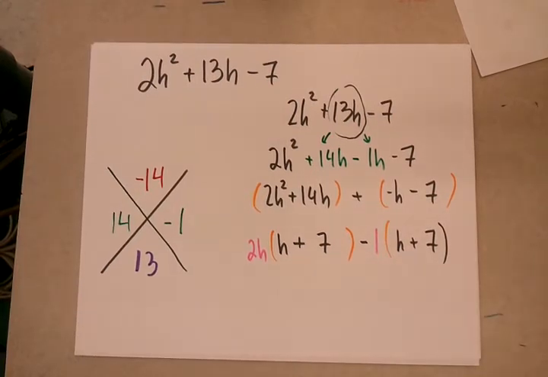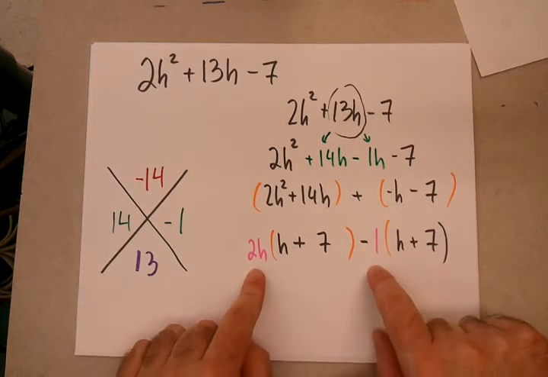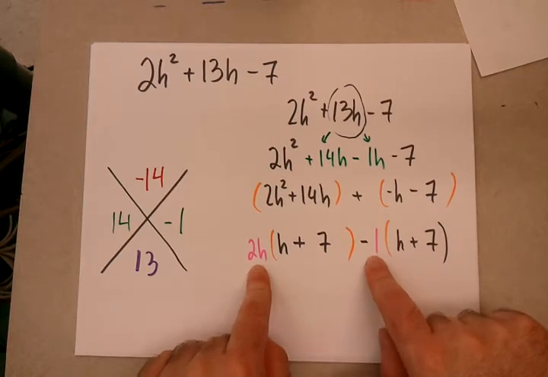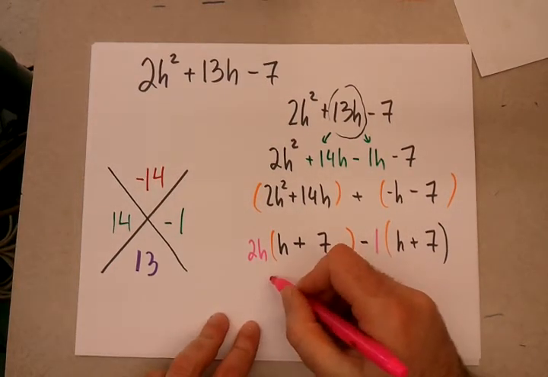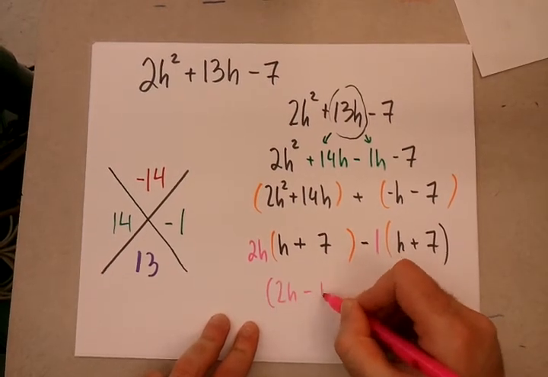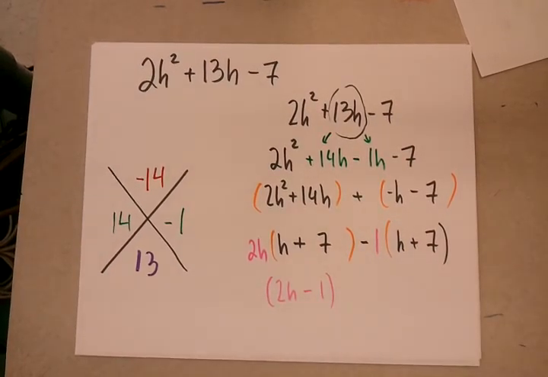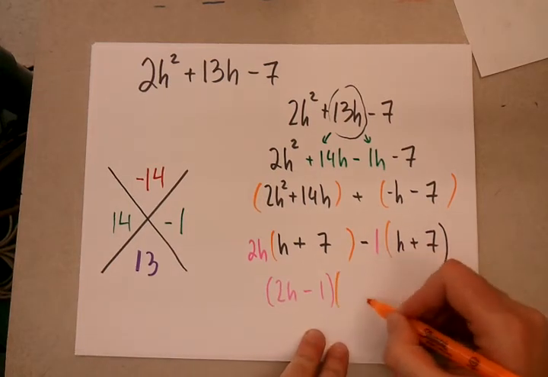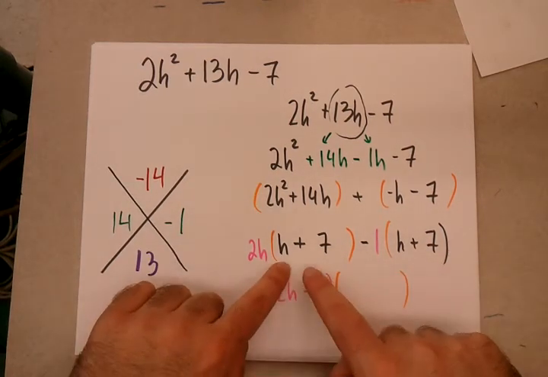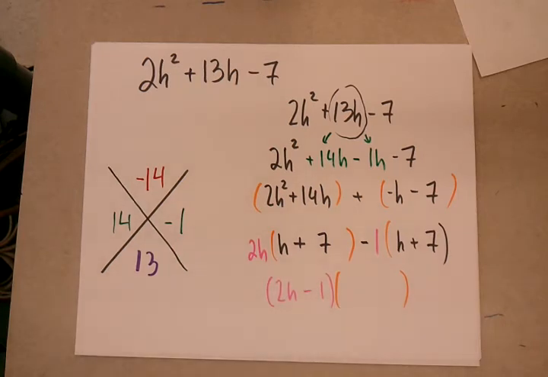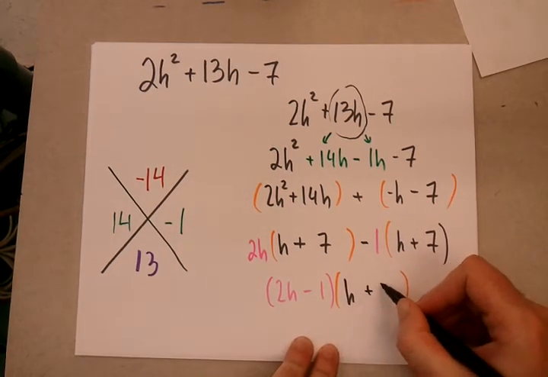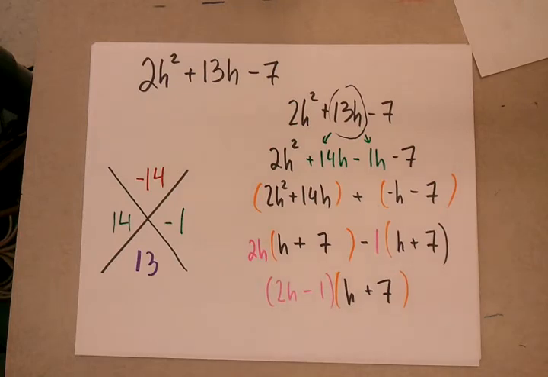Alright, so we've been doing a lot of work, so what's next? Should have done that in orange too. What's next is you are going to create a brand new parenthesis that will include your GCFs, whatever you factored out, 2h minus 1, and the other parenthesis will contain one of these. Doesn't matter, they're identical, so it doesn't matter which one you pick. And you're done. That's it.